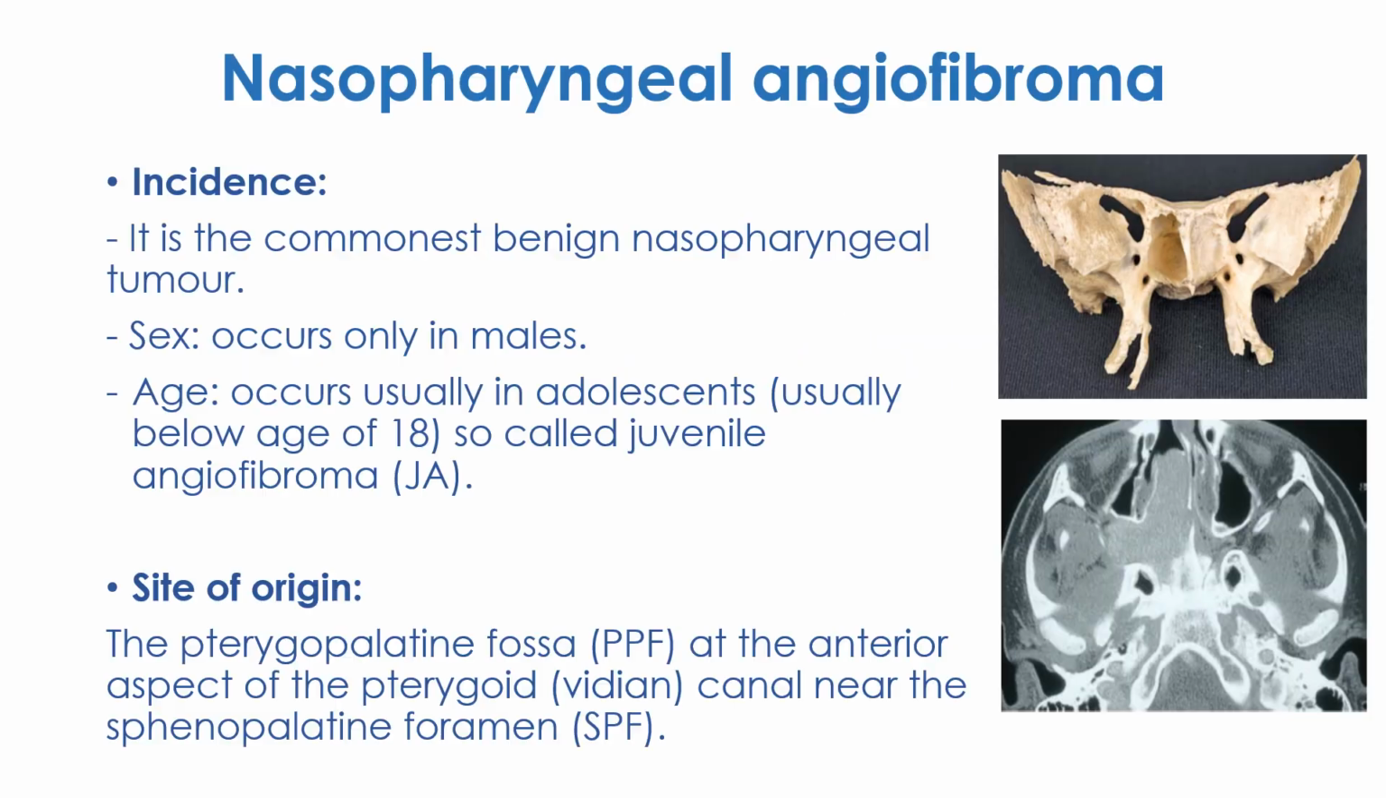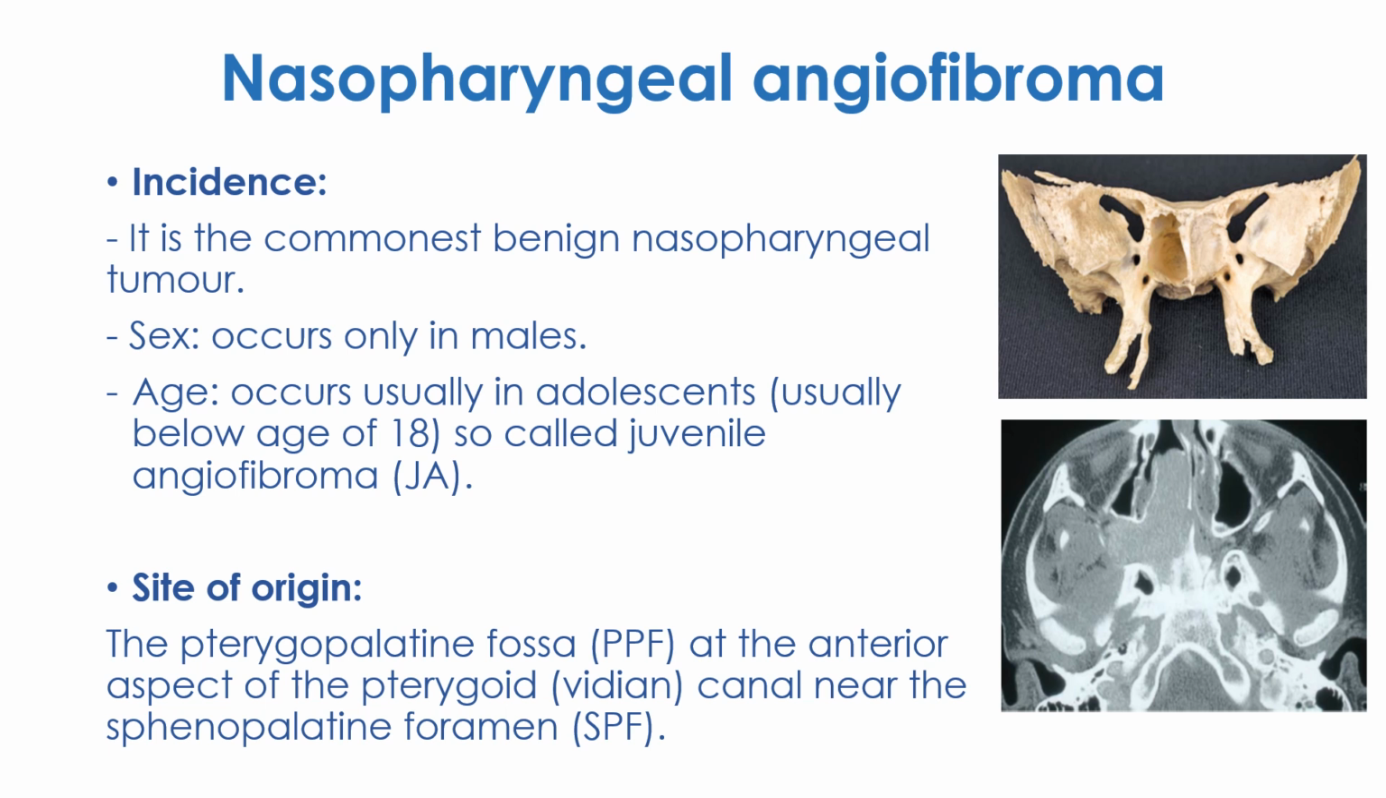So anatomically, the pharynx is divided into nasopharynx, oropharynx, and hypopharynx. So the first part of the lecture will be about the nasopharyngeal tumors. Nasopharyngeal tumors are broadly divided into benign and malignant tumors. The most common benign nasopharyngeal tumor is the nasopharyngeal angiofibroma.